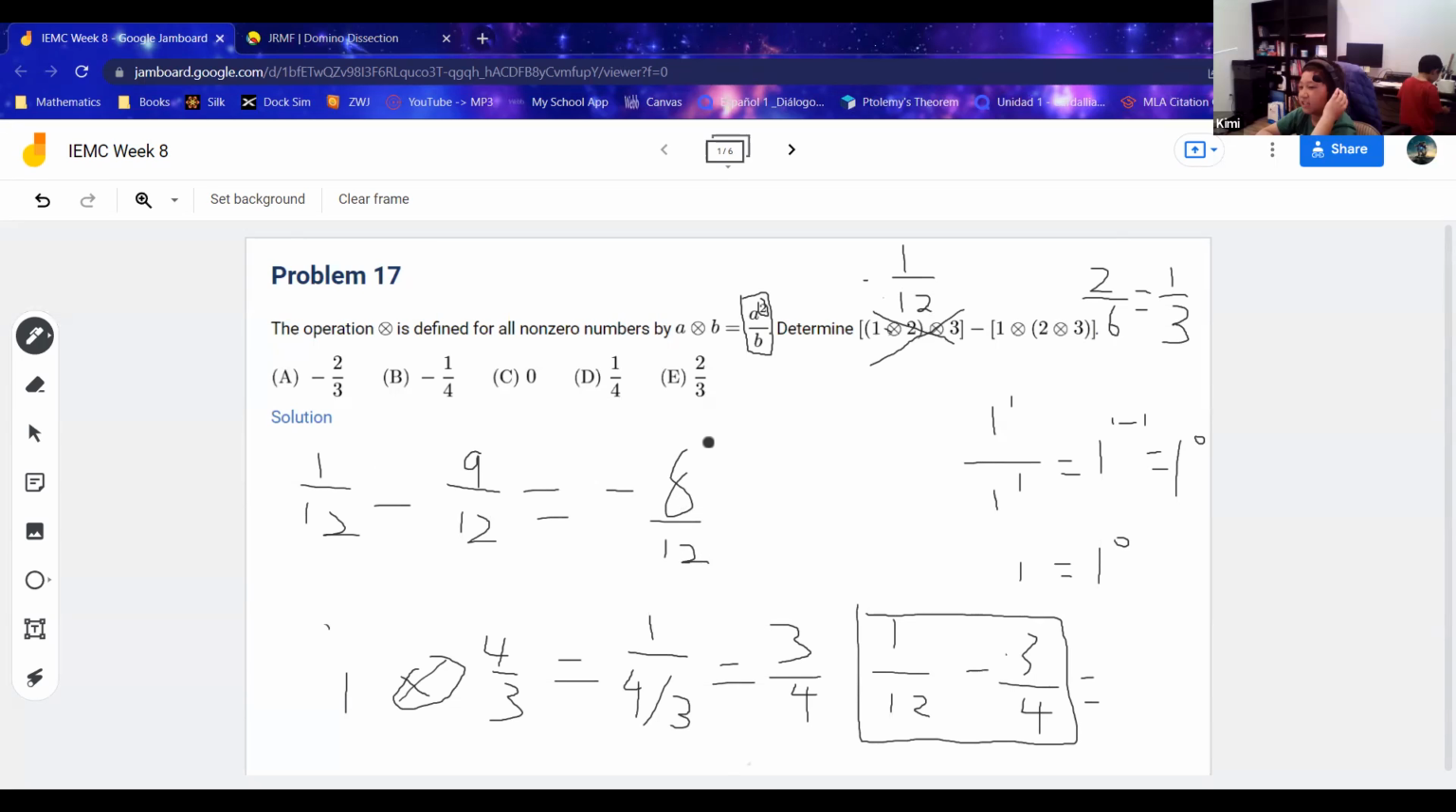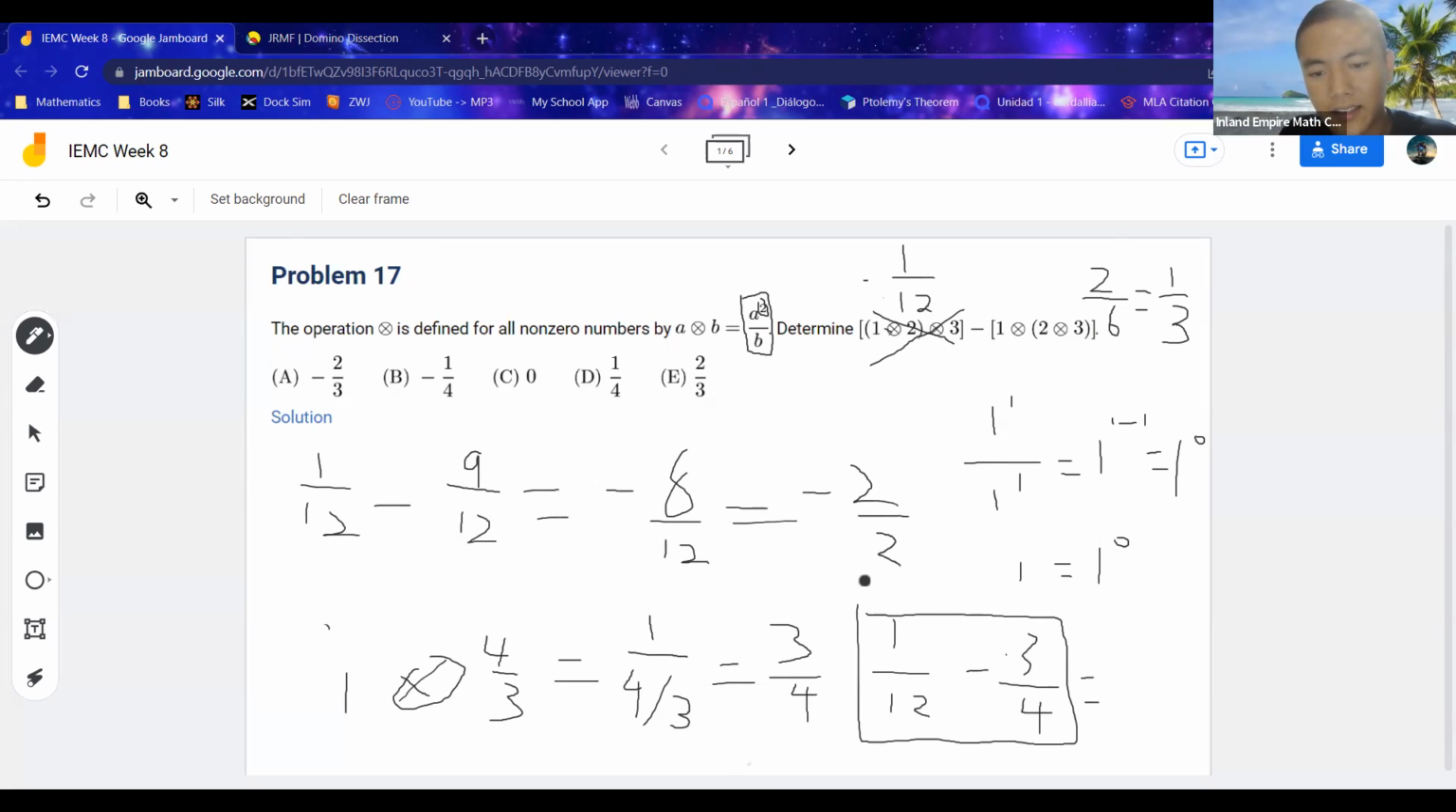Wait, there's actually negative fractions? Yep, there's negative fractions and there's negative decimals. There's a negative equivalent of pretty much every number you can find. But this final fraction is equivalent to negative 2/3, and our answer is A.